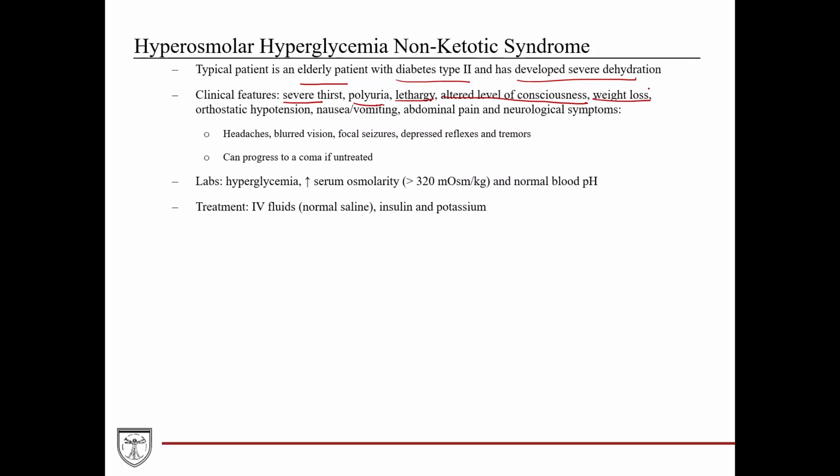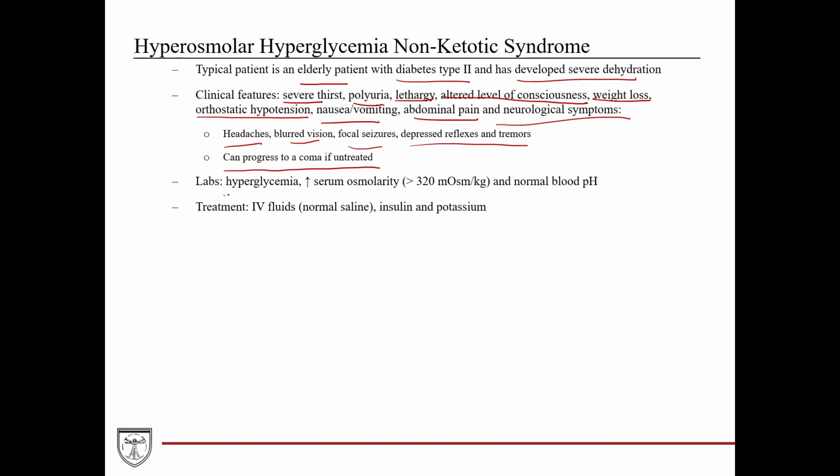You're going to have weight loss from all the urination. You can develop orthostatic hypotension, and again, that's due to severe dehydration. And then eventually patients can have nausea, vomiting, abdominal pain, neurological symptoms such as headaches, blurred vision, focal seizures, depressed reflexes, and tremors. All stems from decreased blood sugar available or being taken up into the central nervous system. They actually can progress to a coma if untreated.